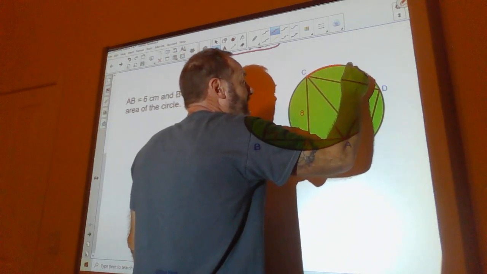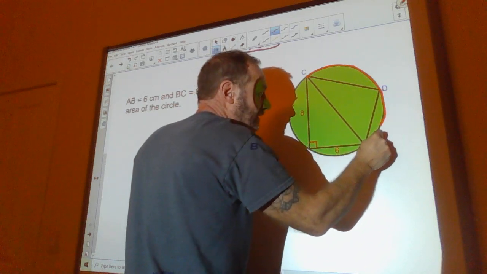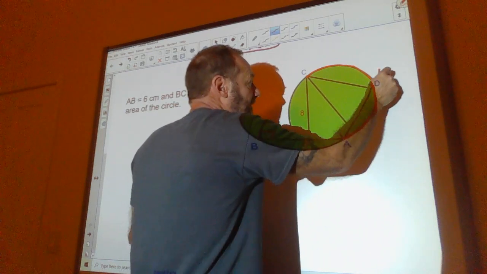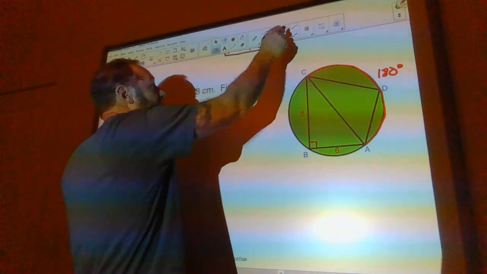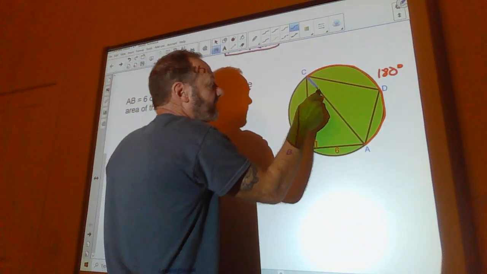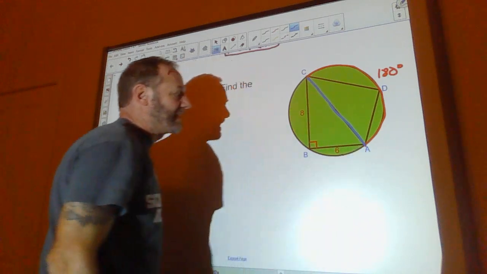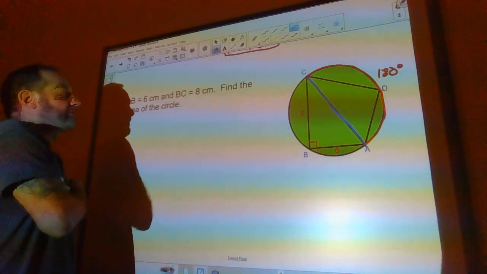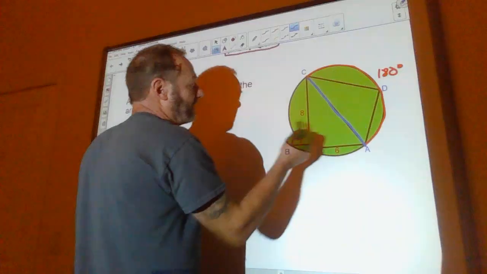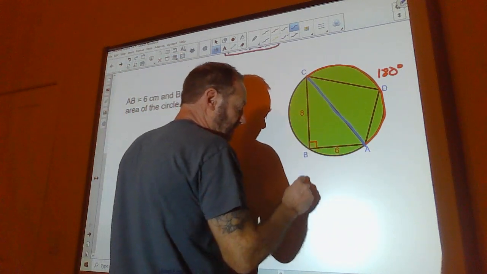So that tells us that this arc right here is 180 degrees. And that in turn tells us that this right here cuts across exactly half the circle, so that's the diameter. Okay, so if I find this, I can find the area. So that forms a right triangle. I can use the Pythagorean theorem.